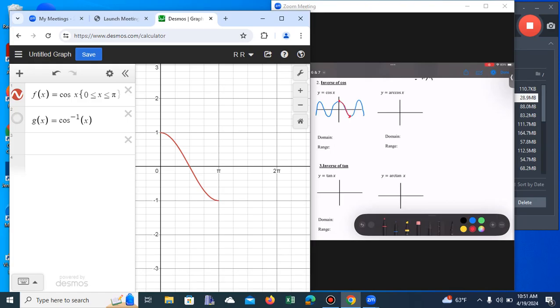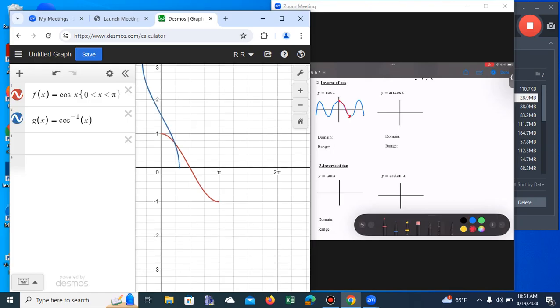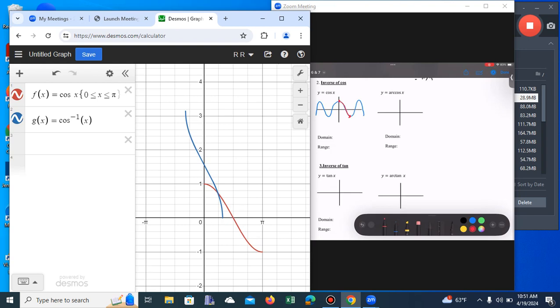And then if we look at the inverse of this, it's like that, where this top point is -1, pi. And this bottom point is 1, 0. And that middle point is 0, pi over 2. It comes down this, and you have your inverse.